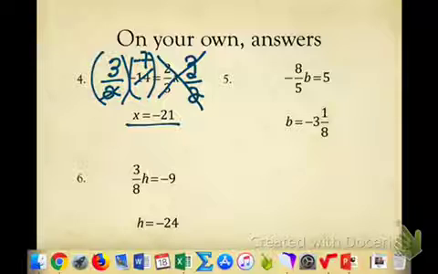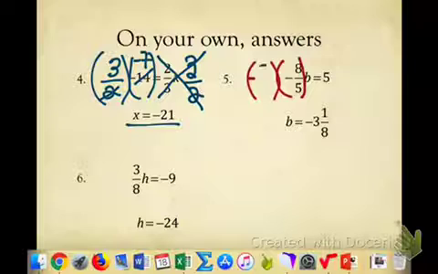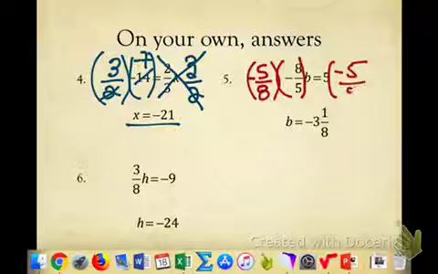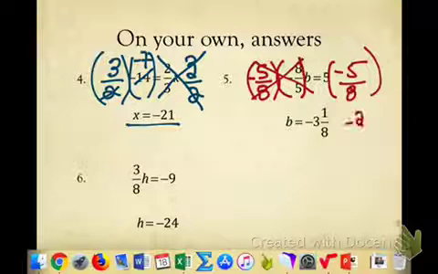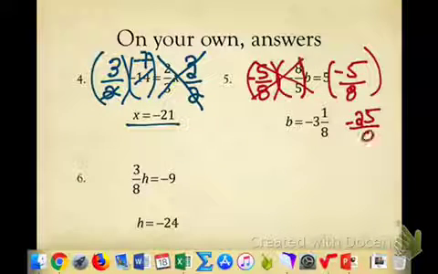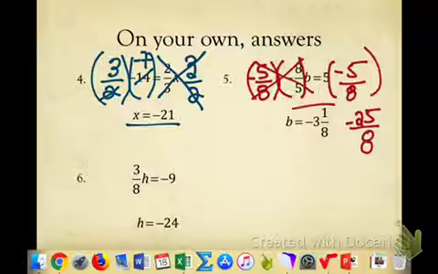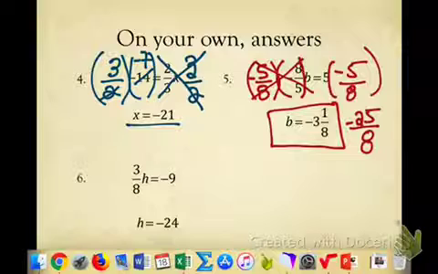Let's move on to 5. So I need to multiply times the reciprocal of negative 8 over 5, which is negative 5 over 8. Again, whatever I do to one side, I have to do to the other. So the left side cross cancels. This side, though, I'm left with negative 25 over 8. That's an improper fraction. Put that as a mixed number. And you should get negative 3 1/8.